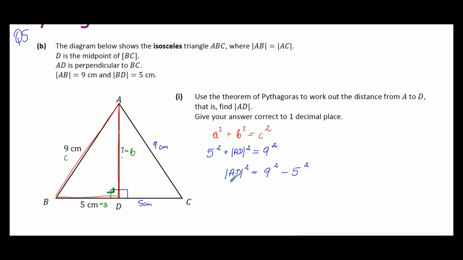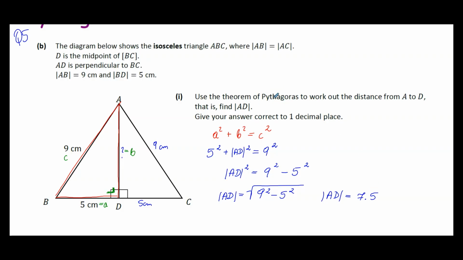Now, we want AD, not AD to the power of 2. How do we eliminate power of 2? We take a square root of the other side. And then what do we do with that? We put it in the calculator, press equal, and according to the terms and conditions to 1 decimal place, we get 7.5. Again, one of the most common items we're going to do will be Pythagoras.